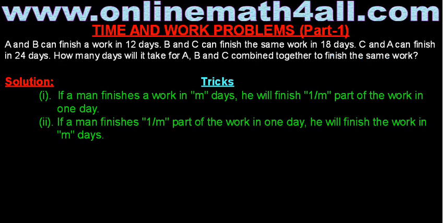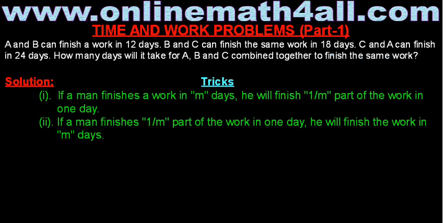This video is about solving time and work problems, part 1. Here we are going to see how to solve problems on time and work. Here we have a question on the board: A and B can finish a work in 12 days. B and C can finish the same work in 18 days. C and A can finish it in 24 days. How many days will it take for A, B and C combined together to finish the same work? So this is the question we have.